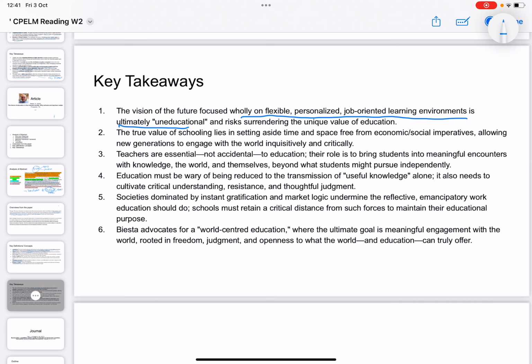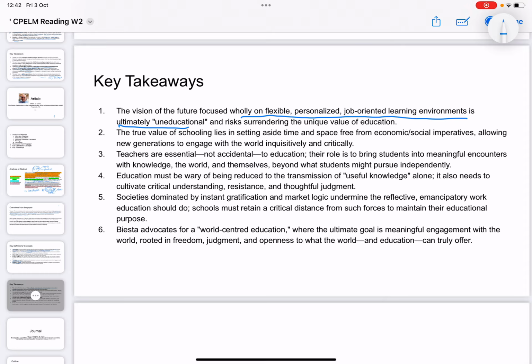Now this is something you can be critical about, because ultimately we all live in this economic structure. You can also argue we live in a capitalistic society. We can't move away from that. So then what is education? How would you redefine education? I think it really comes down to your own context as well.